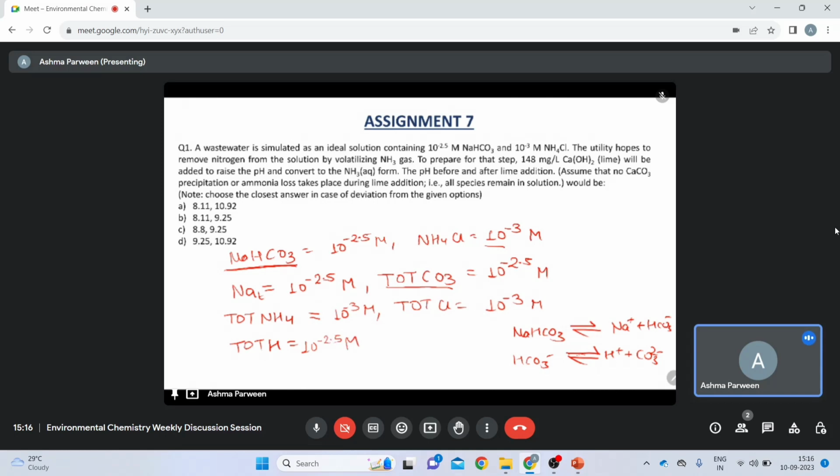So we have total sodium as 10 raised to minus 2.5 M. Let me write it as TOTNa. Total carbonate is 10 raised to minus 2.5 M. This is the total ammonium, total chloride and total H. So we have 5 components. We are going to add these components in Visual MINTEQ. So let me open Visual MINTEQ and see what the pH is before the addition of calcium hydroxide.